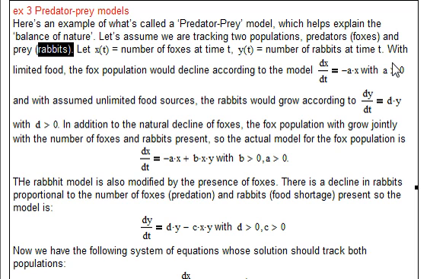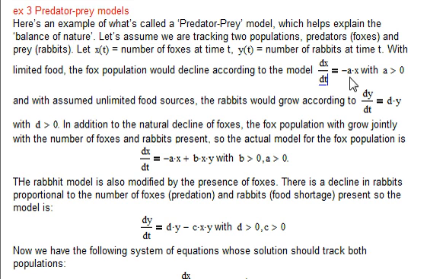With limited food, the fox population would decline according to the model. Well, this is just the usual exponential decay model. And with an assumed unlimited food source, the rabbits would grow according to the same model, only of course this is getting bigger, so it's growing, with d a positive number, right?